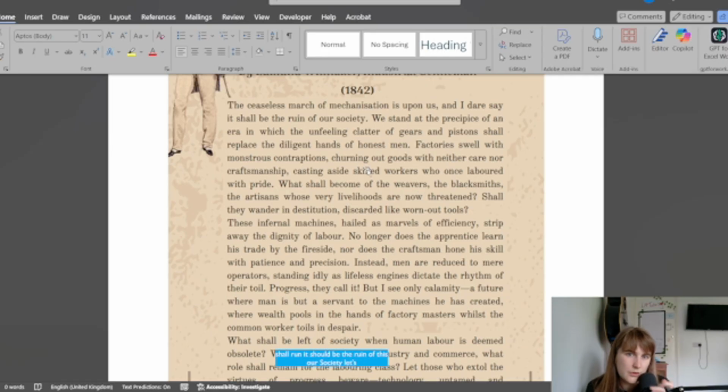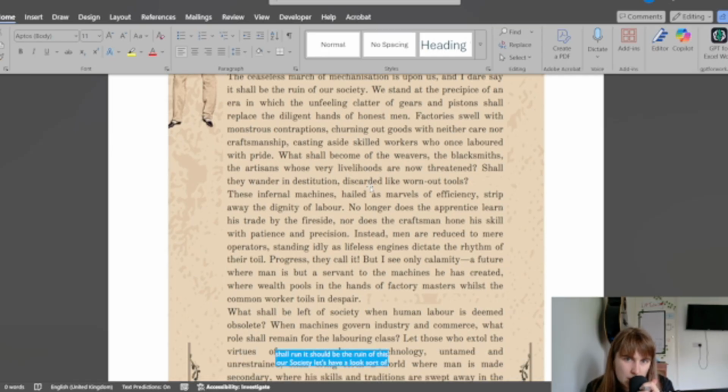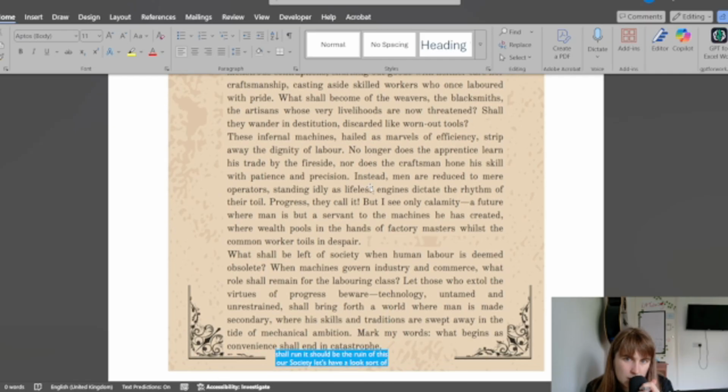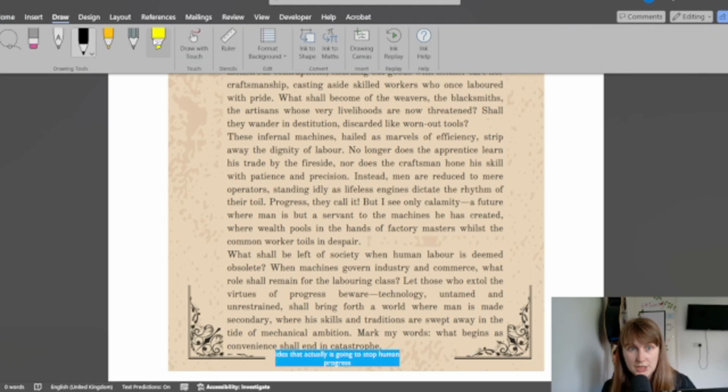Let's have a look. Here we go. Progress, they call it, but I see only calamity. Future where man is but a servant to the machines he has created. So this idea that actually it's going to stop human progress in place of machine progress. So just highlight this bit here for that point.